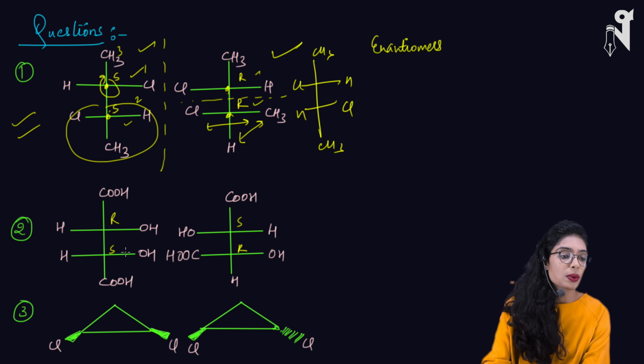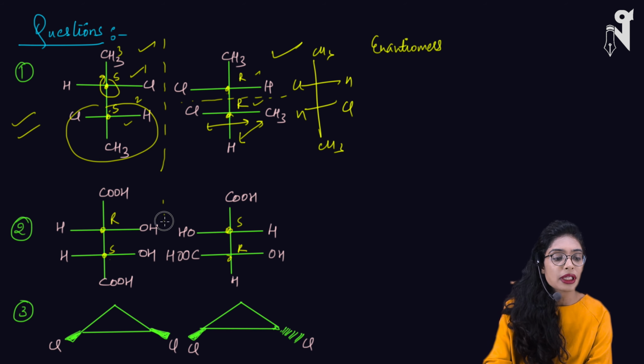Okay, now look at the next one. For the next one also, find out the configuration. The configuration I have written for you over here. For the first carbon it is R, second is S. Again, first is S and second is R. So the configuration is completely opposite with respect to each other. Let's figure out whether they are optically active or not.